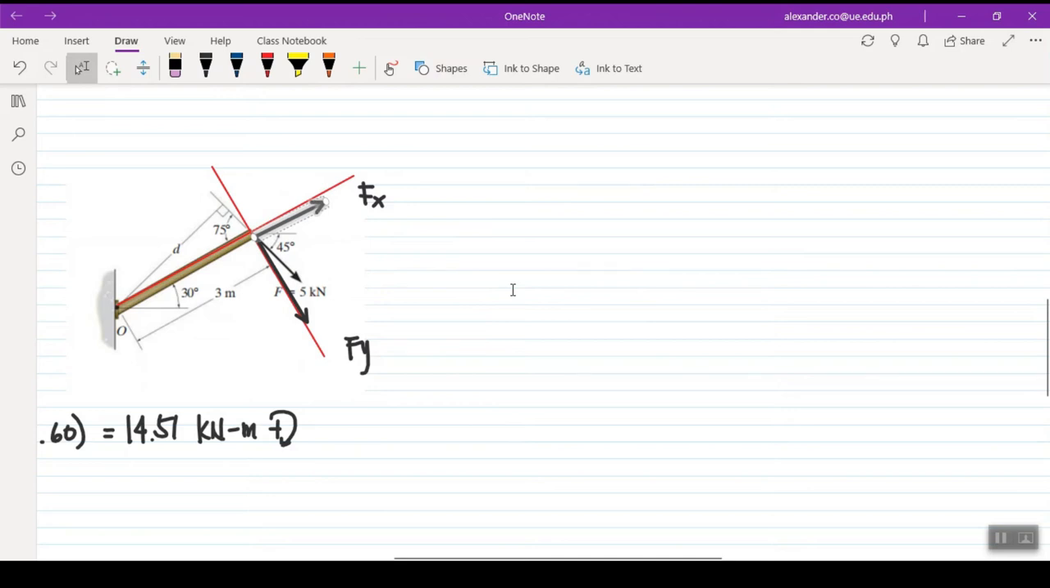Hindi. Kasi ganito yan, no? Tignan nyo, ha? Itong point na to, anong tinuro ko nung nakaraan? Marami. Na if the force is directly pointing away or towards the rotation axis ng point O, then f of x will be 0. Di ba? Kasi kung moment is force, f of x, ano distance niya to point O? Wala siyang perpendicular distance, so 0.